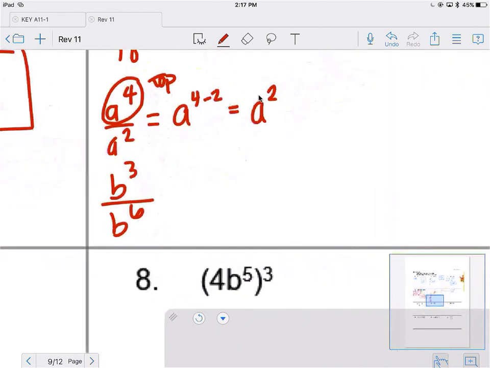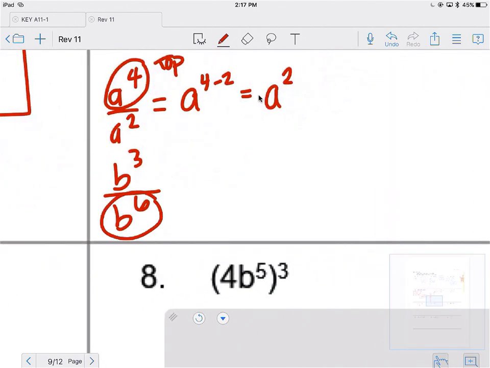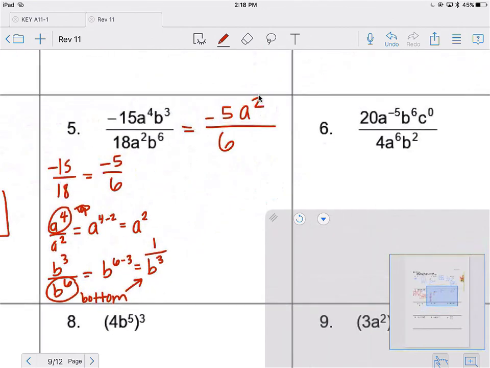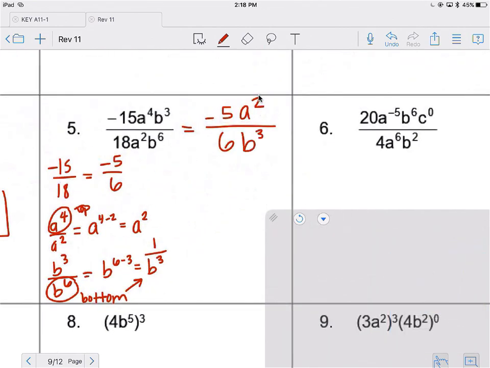And again, because I started with more a's on the top, they are going to finish on the top as well. With my b's, I have 6 on the bottom and only 3 on the top, so I have more on the bottom. So my answer needs to end up on the bottom. I take b to the 6 and subtract 3, so I get b cubed, and it needs to go on the bottom. So b cubed goes on the bottom of my fraction that I started.